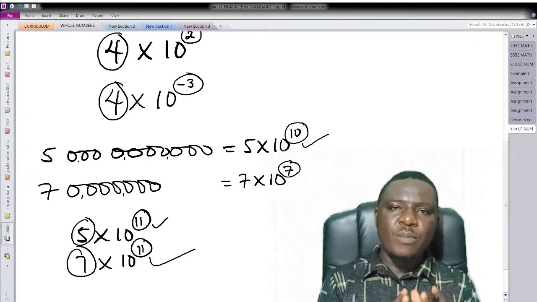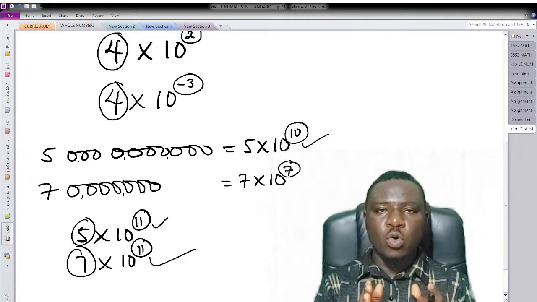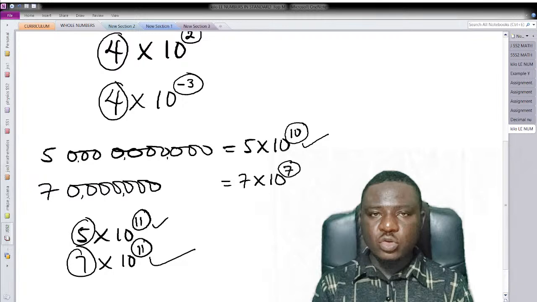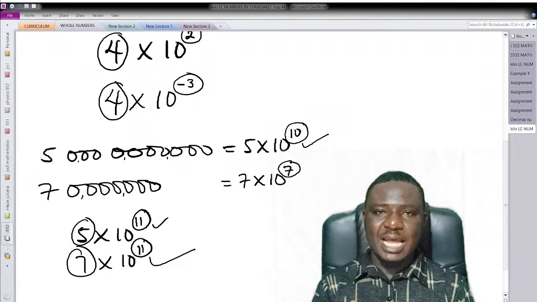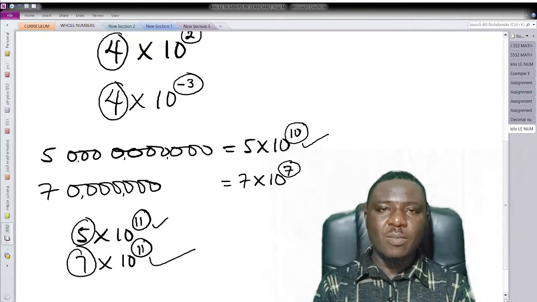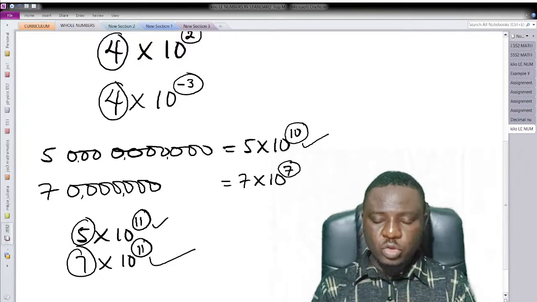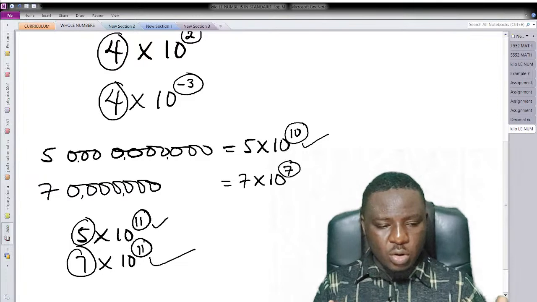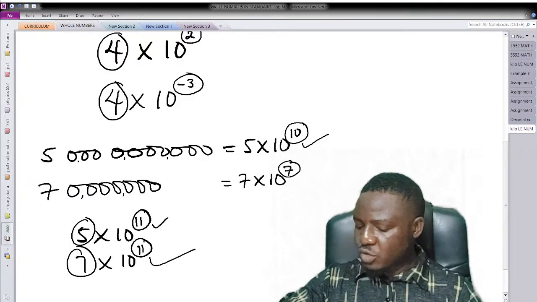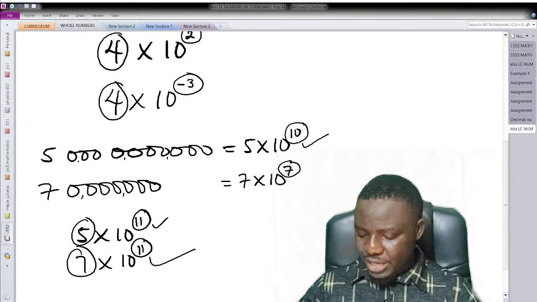So, standard form enables us to identify which is greater, and also, just like I said in the previous class, it enables us to carry out mathematical operations on these numbers easily. So, we shall be looking at expressing whole numbers in standard form. We have some examples which I will give you.